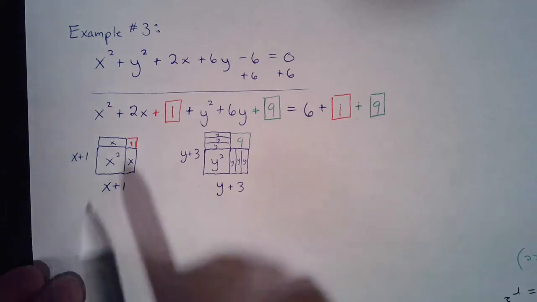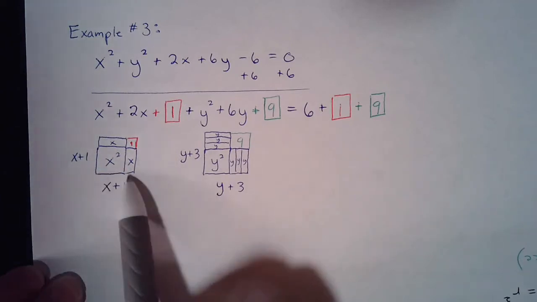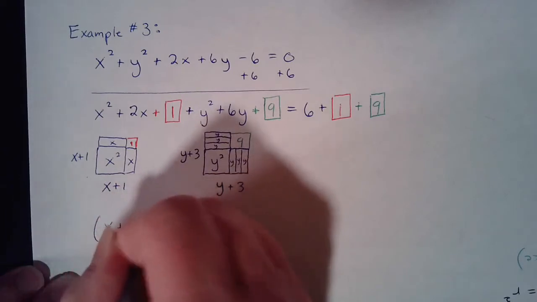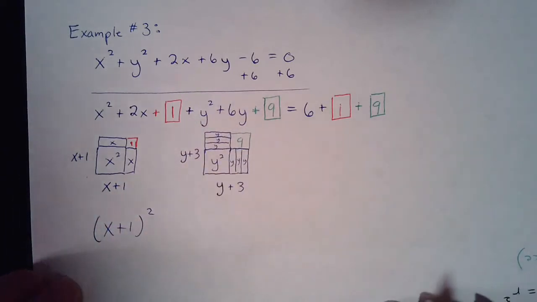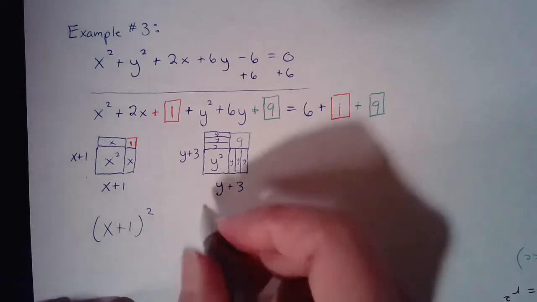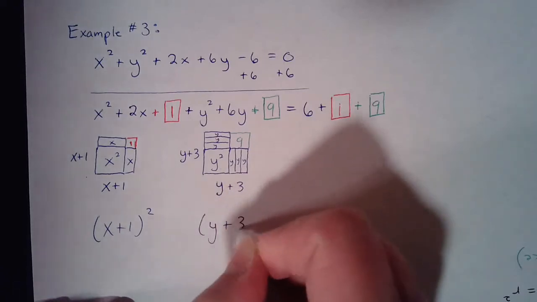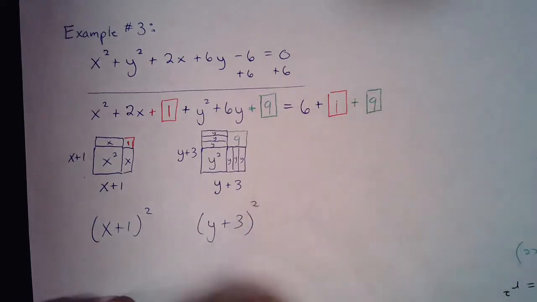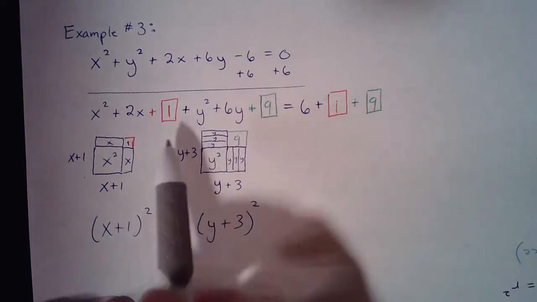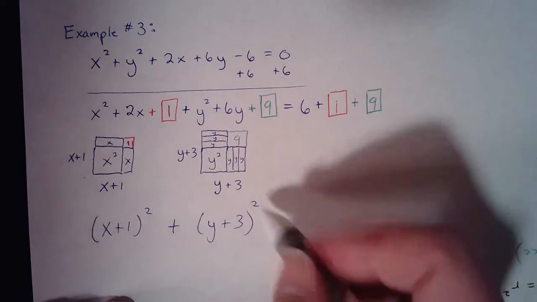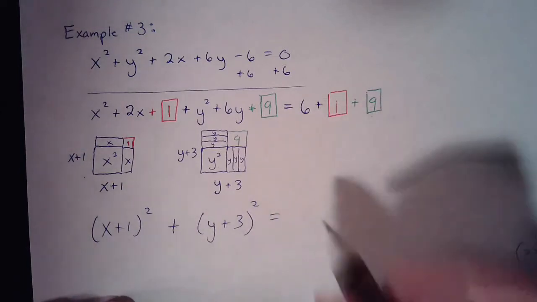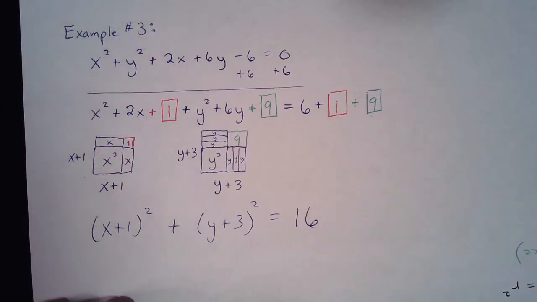Alright, so using my tiles, I can see this is going to be x plus 1 times x plus 1, or x plus 1 squared. And for my y, I've got y plus 3 times y plus 3, or y plus 3 squared. Now I'm still adding those together, okay? And then I can add my constants together, so 6 plus 1 plus 9 gives me 16.